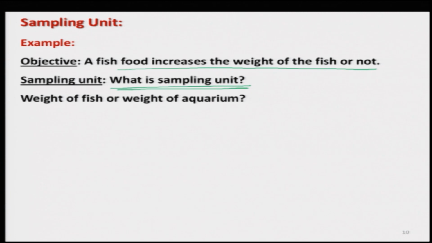Please pause this video and try to think: how will you define the sampling unit? Your objective is to know whether the food being given to the fish is effective in increasing the weight of the fish or not. So, what will you try to do? How would you conduct the experiment?